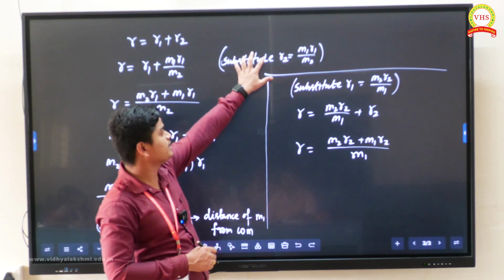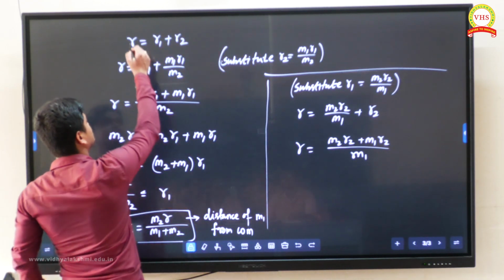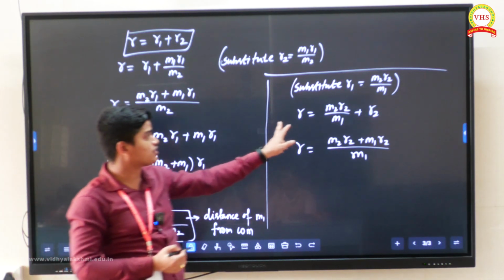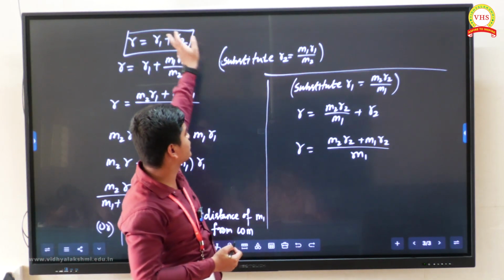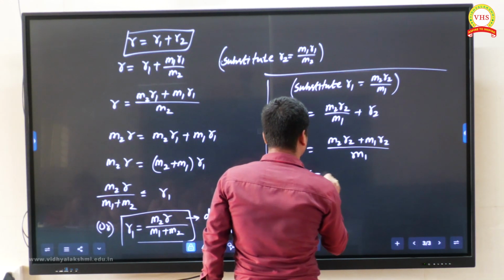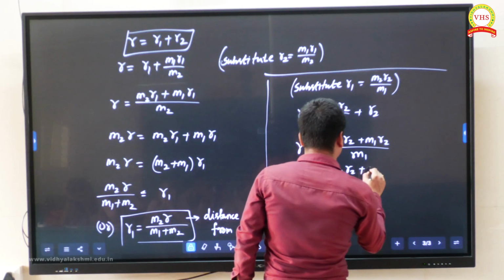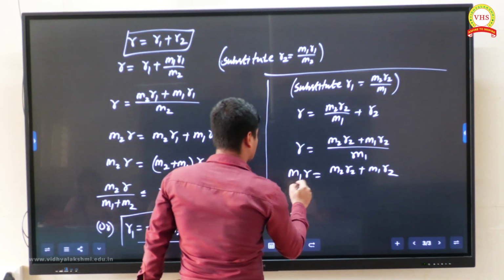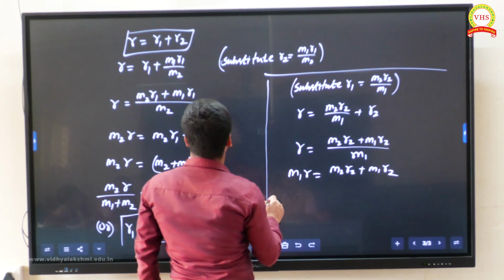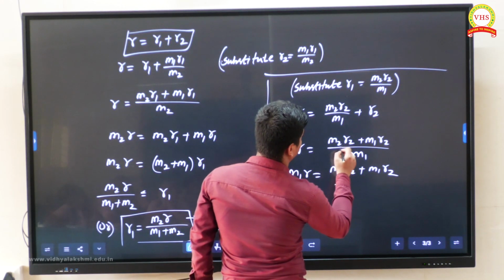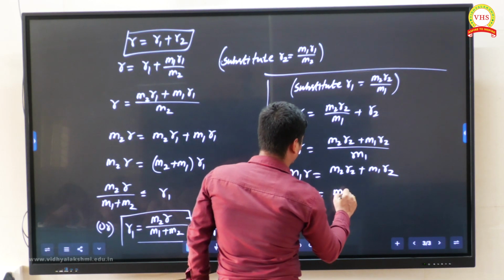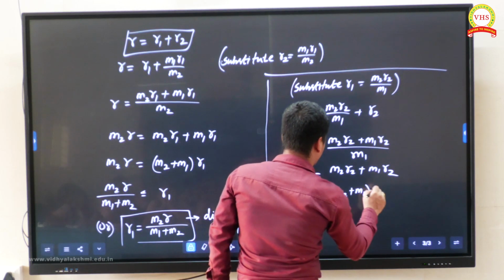First we substituted R2 in this equation and got R1. Now again, in the same equation, substitute R1. So what will we get? Check here. M1 multiplied, now take R2 common: M1 R equals M2 plus M1 into R2.